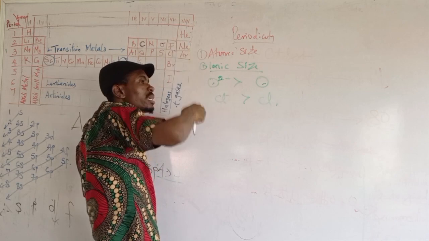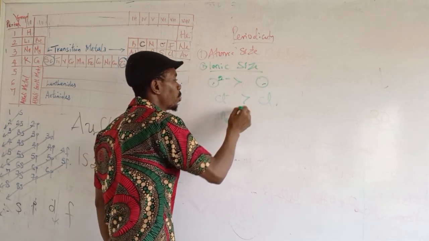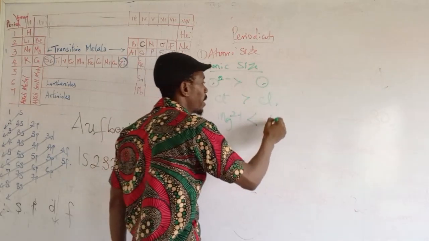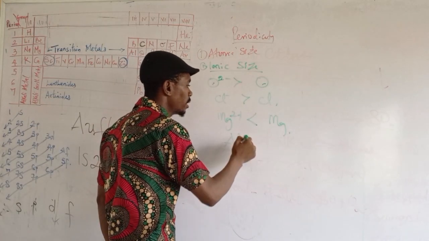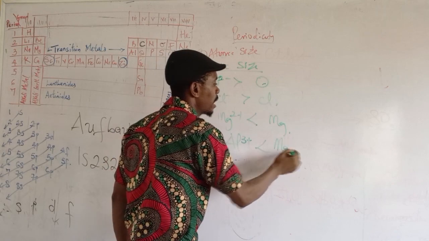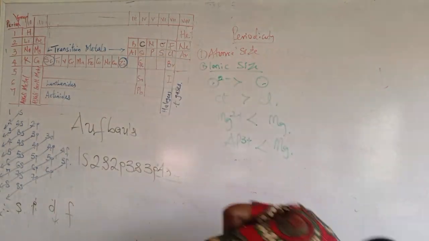The ionic size of metals like magnesium 2+ is lesser than its corresponding neutral magnesium atom. Same thing for aluminium 3+, which is lesser than the neutral aluminium atom. So that is for the ionic size.